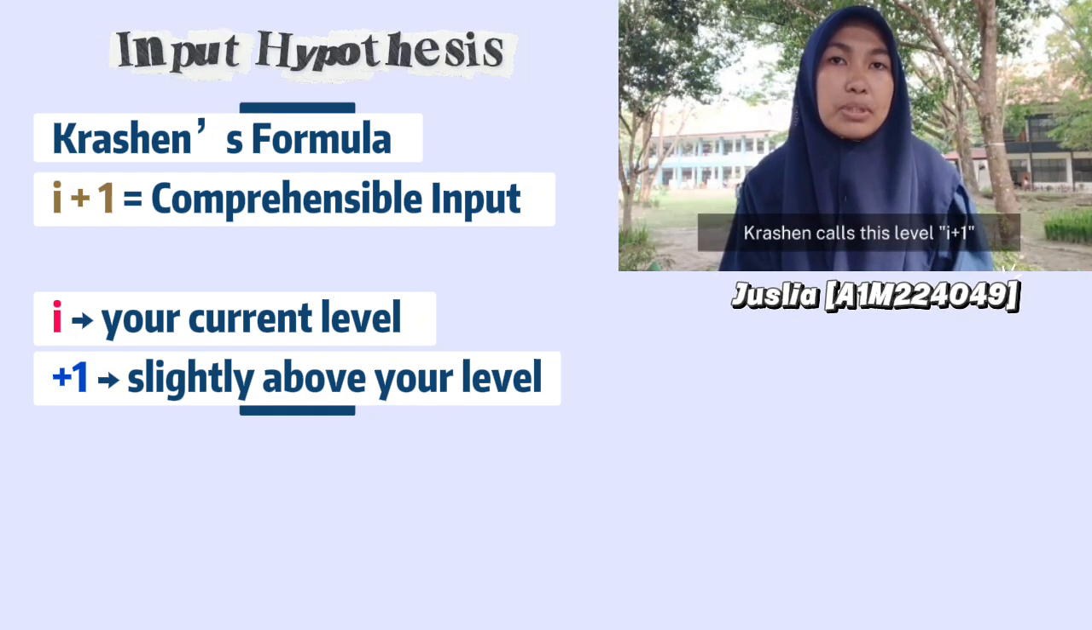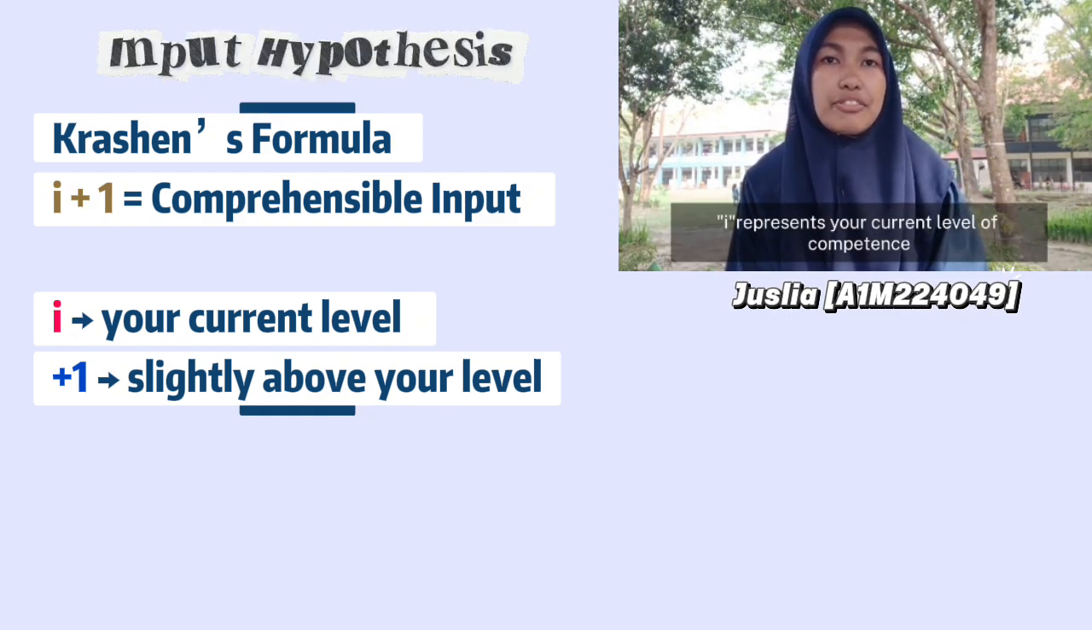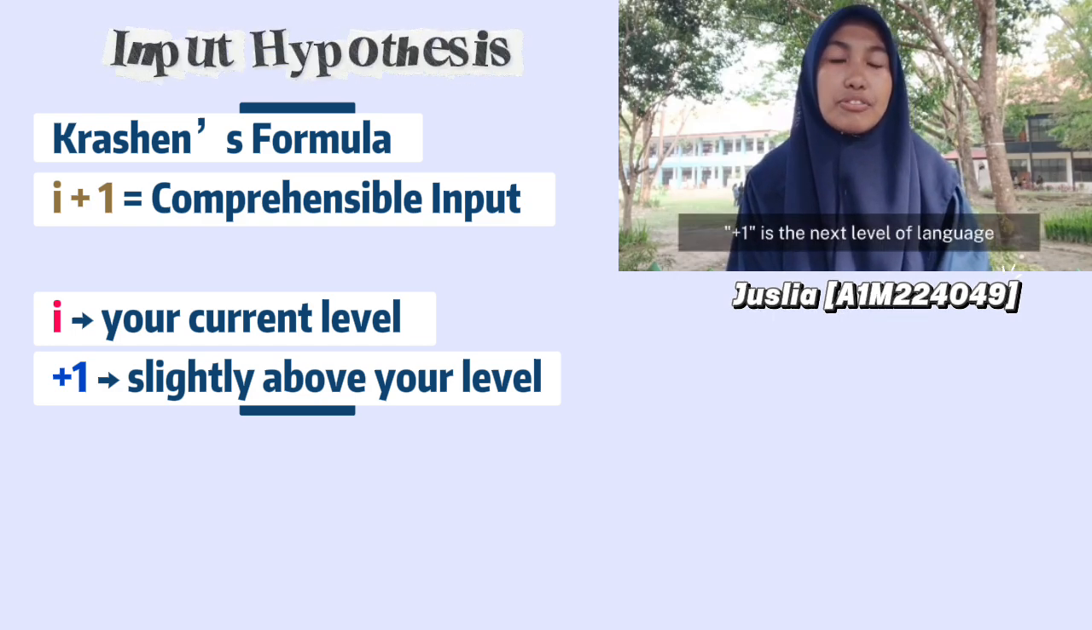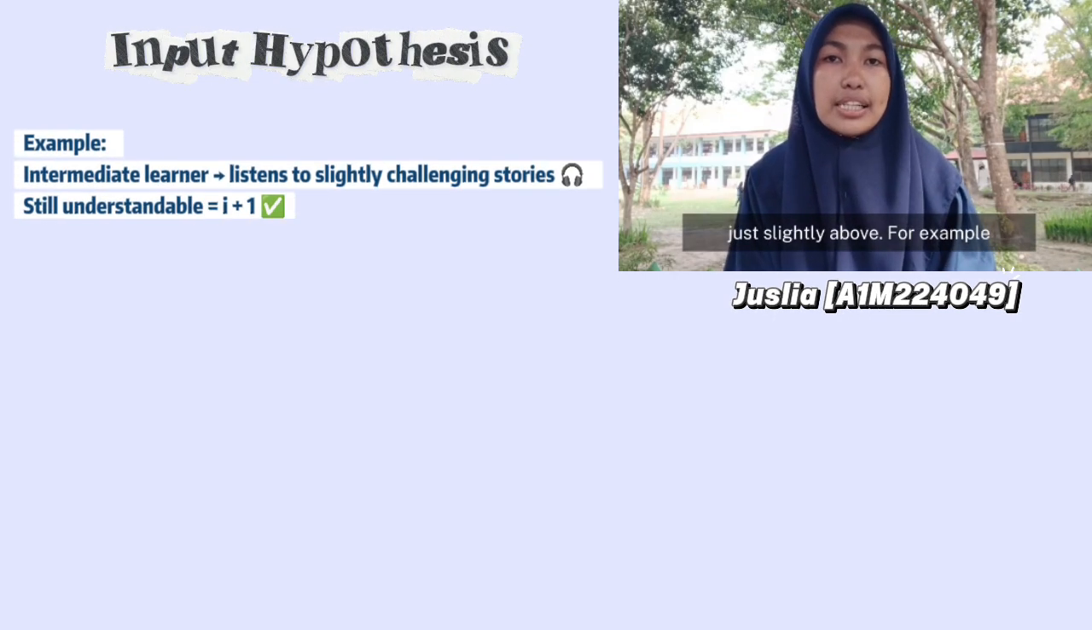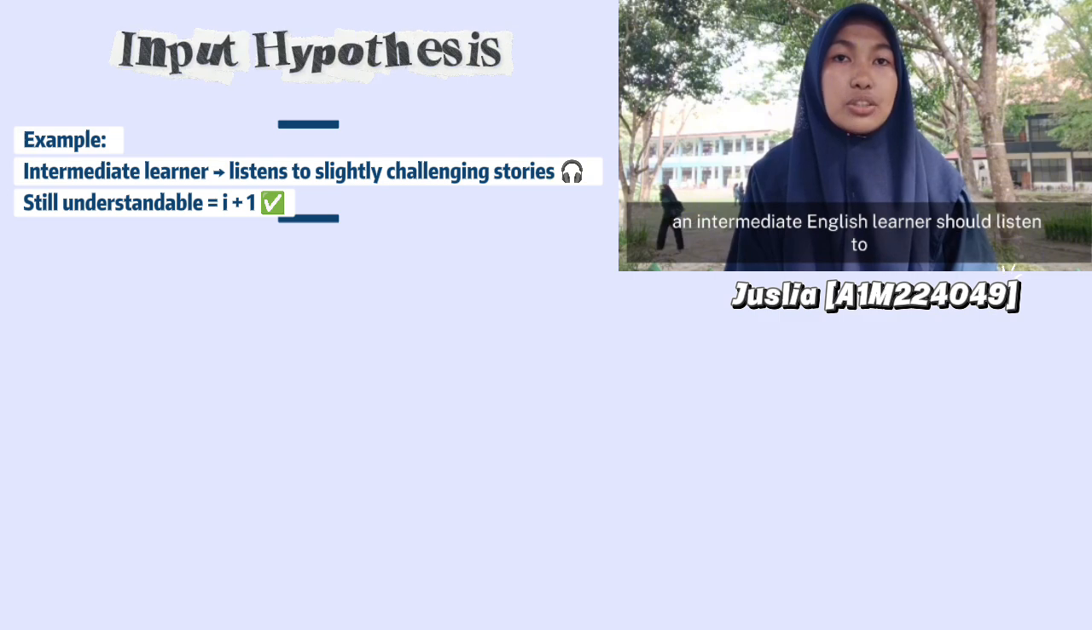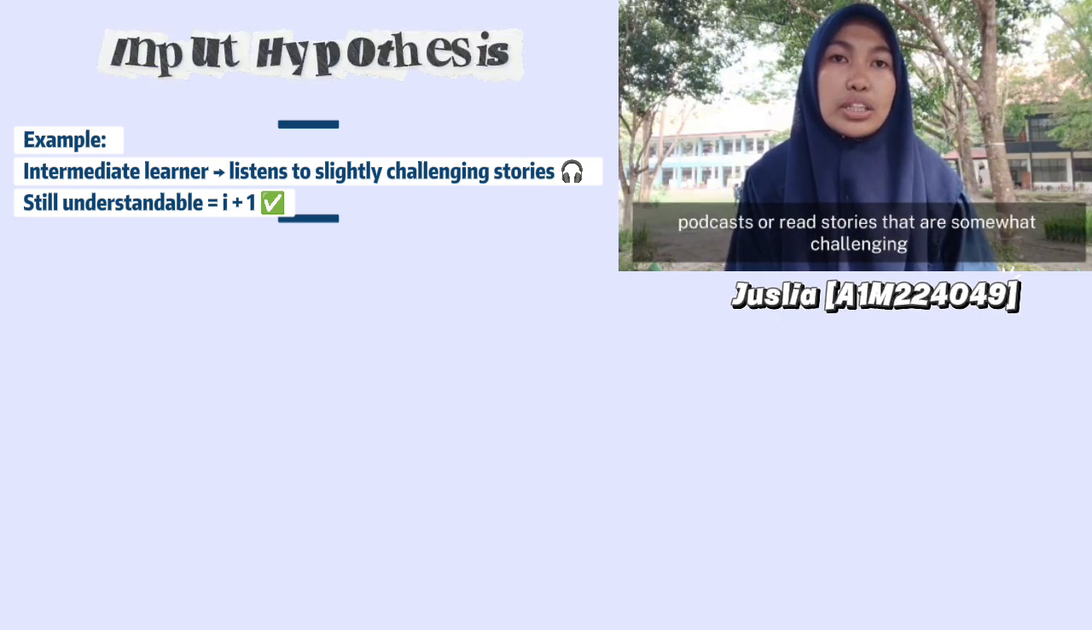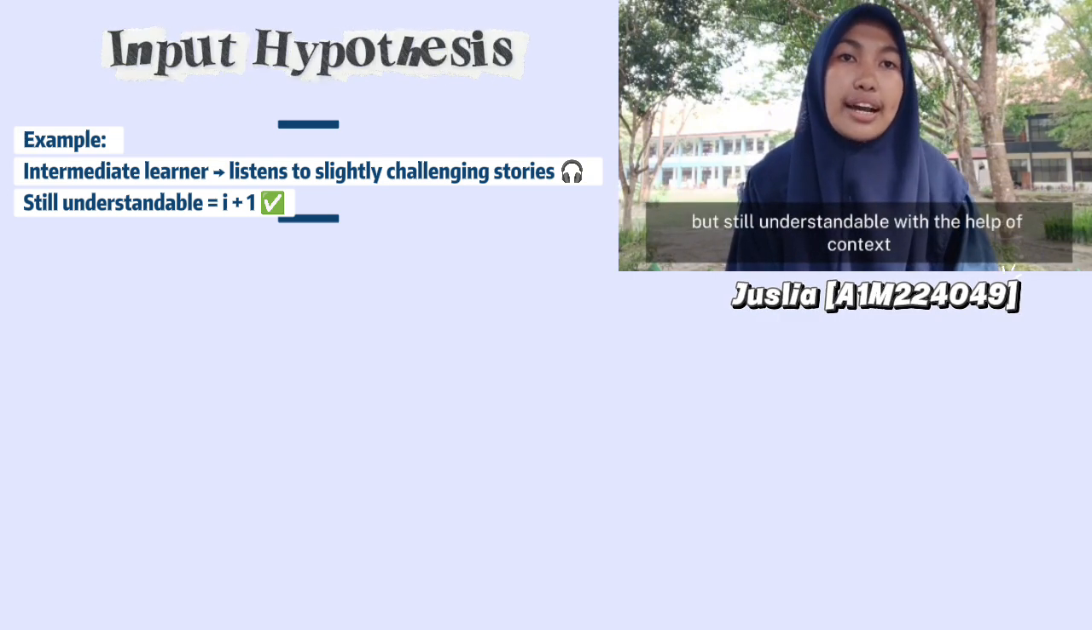Krashen called this level i+1. i represents your current level of competence. +1 is the next level of language. For example, an intermediate English learner should listen to podcasts or read stories that are somewhat challenging, but still understandable with the help of context.